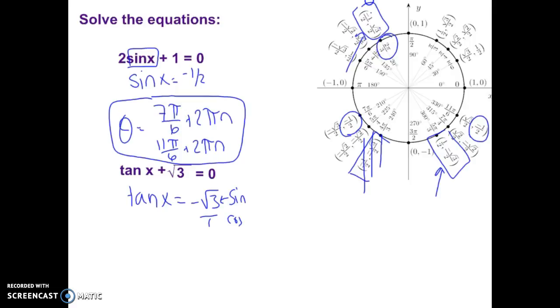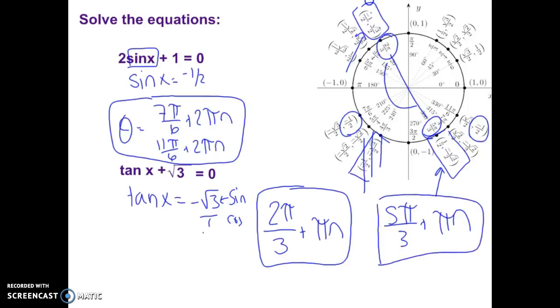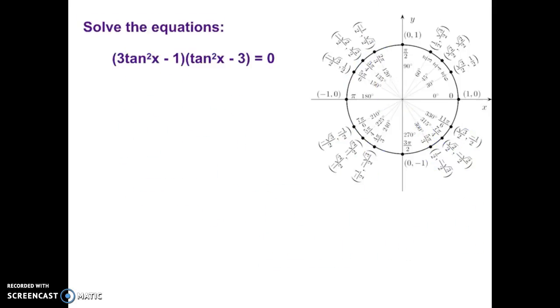Therefore, my answer is 2 pi thirds and 5 pi thirds. Do I need them both? Nope, because they're diagonally across from each other. So I'm going to say 2 pi thirds plus pi n. You could just as easily have given me the answer 5 pi thirds plus pi n. However, you should not be giving me both.